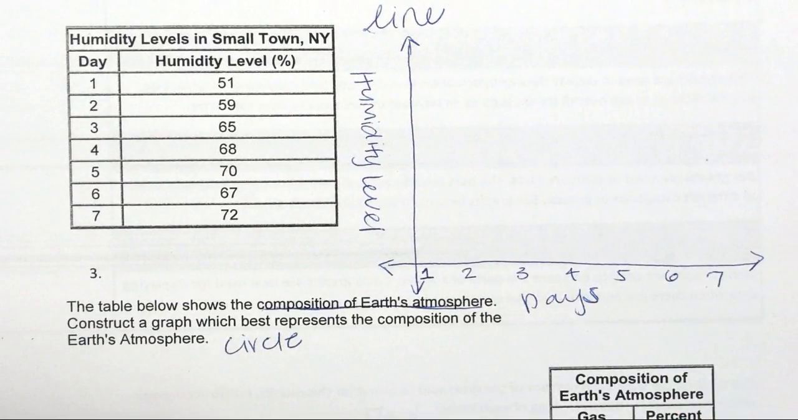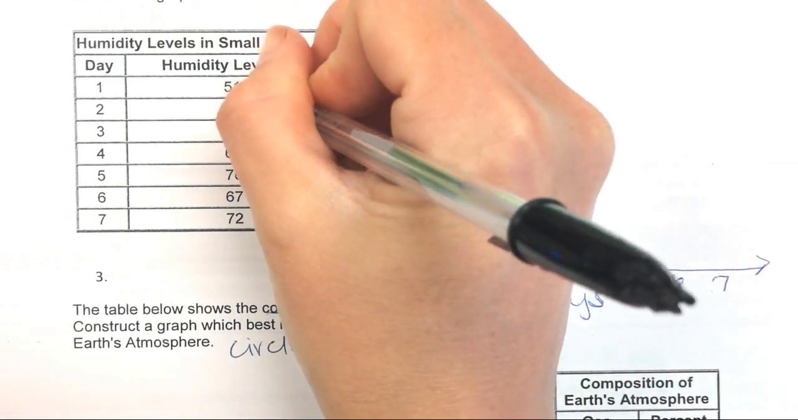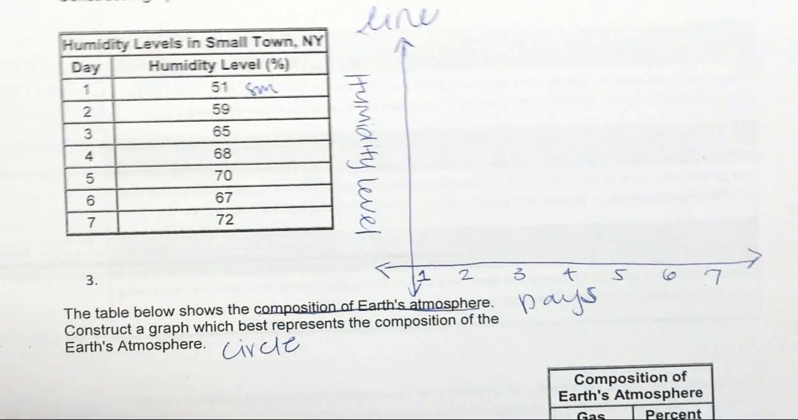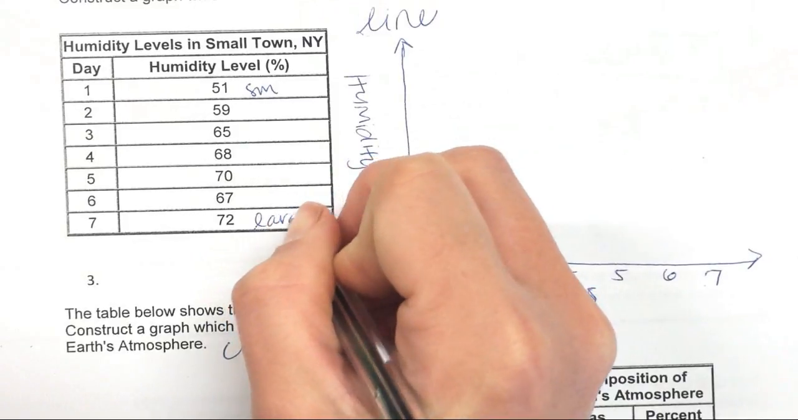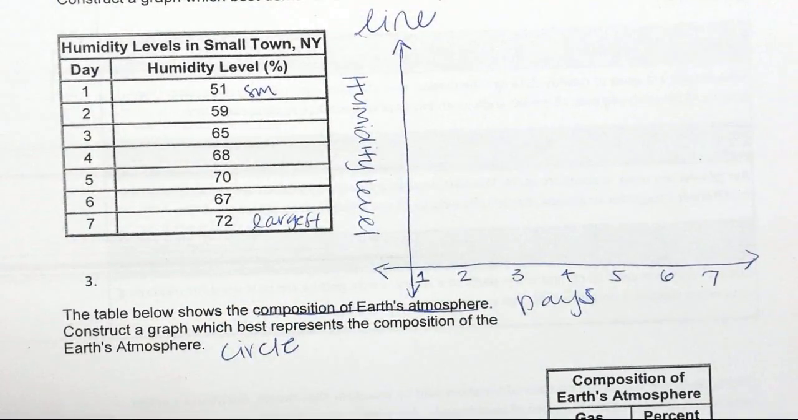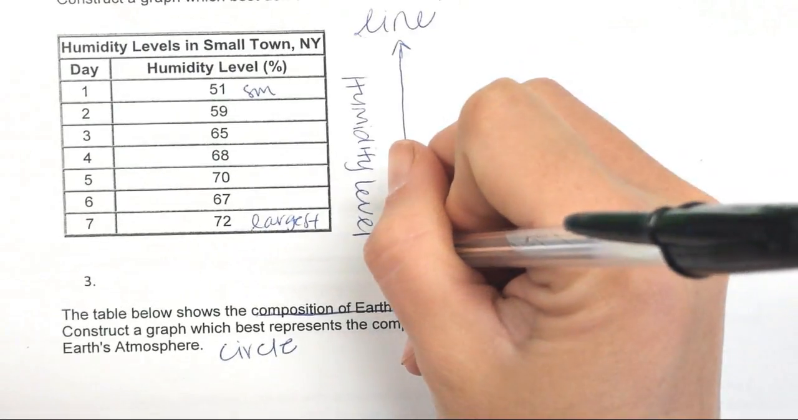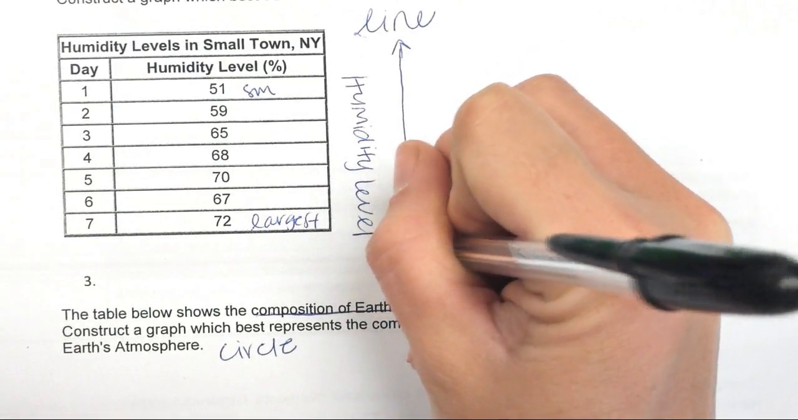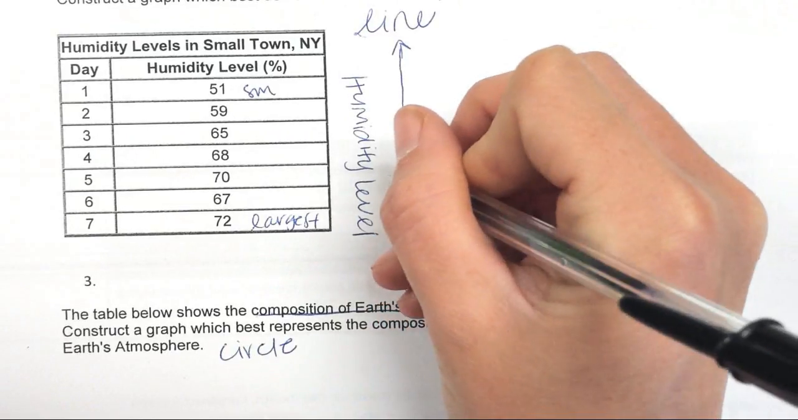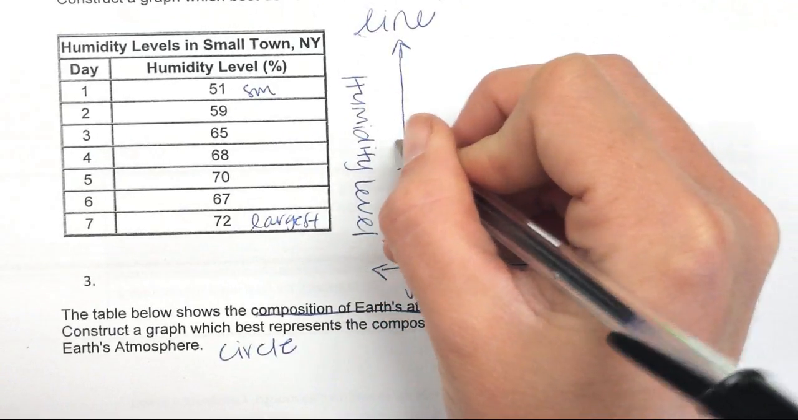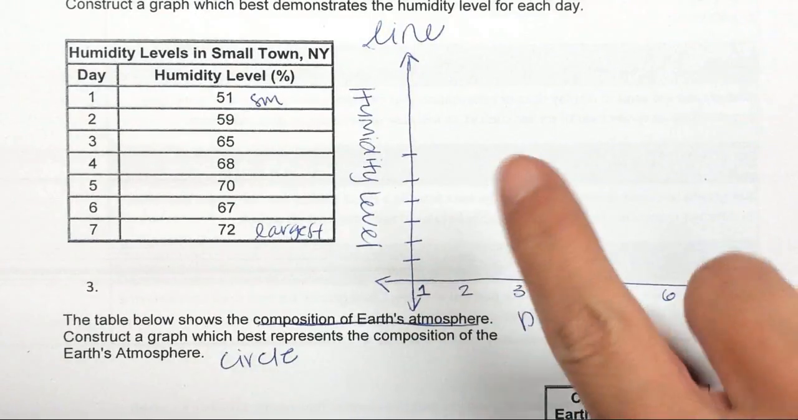Alright, the humidity level. What's the smallest one? 51. And what's the largest? 72. Alright, so would y'all like to go by 5s again, and we can start with 50? Or go by 10s? That'd be too spread out, I think. Let's just do 5 and start at 50. So, 50, 55, 60, 65, 70, 75. You can draw yours a little more spread out.